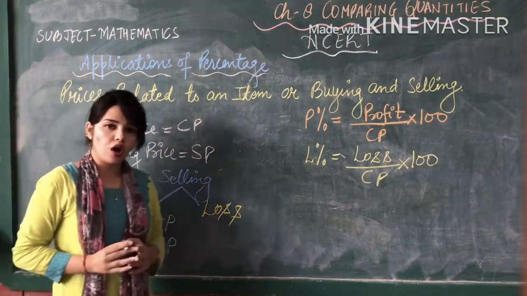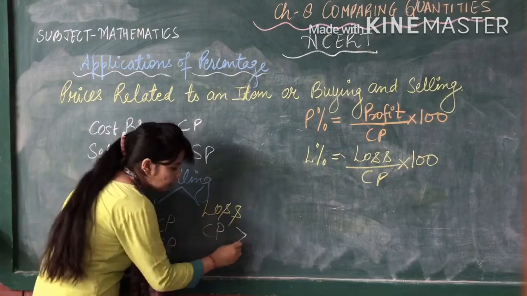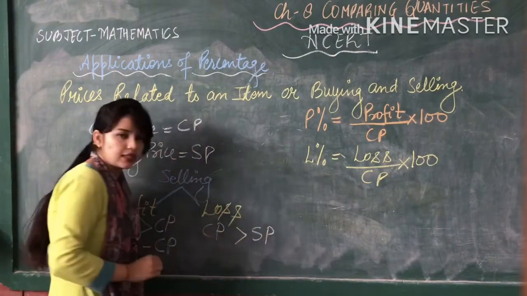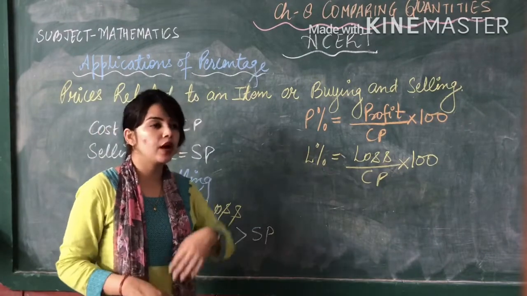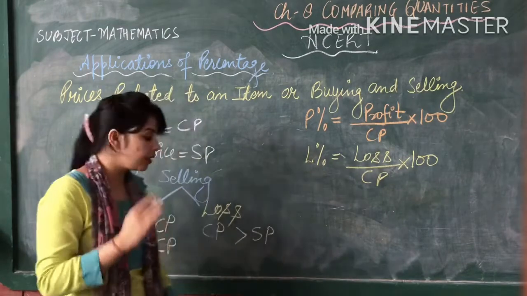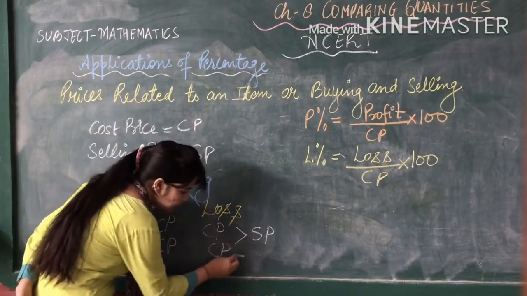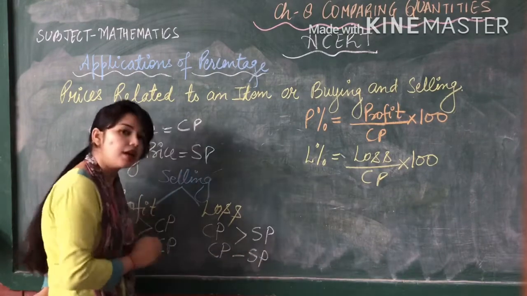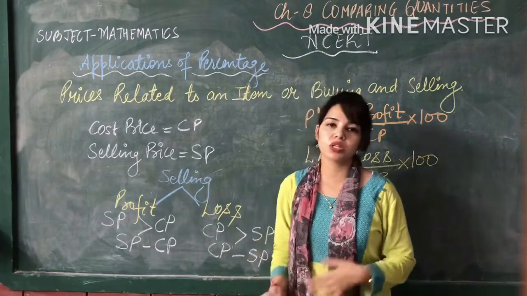Now in case of loss, the cost price is greater than the selling price. If you are buying something at 500 rupees and you are selling it for 400 rupees, that means you are incurring a loss. And how to find out the loss? The cost price minus the selling price. By subtracting, we can easily tell how much the profit or loss was.